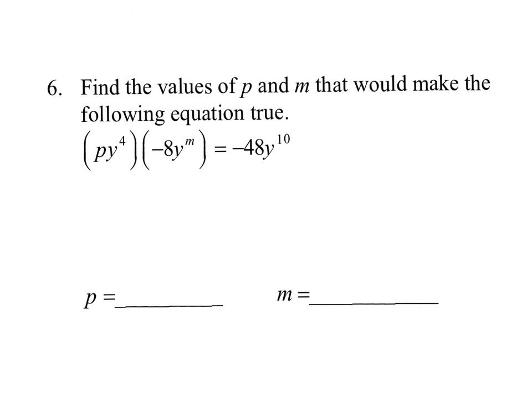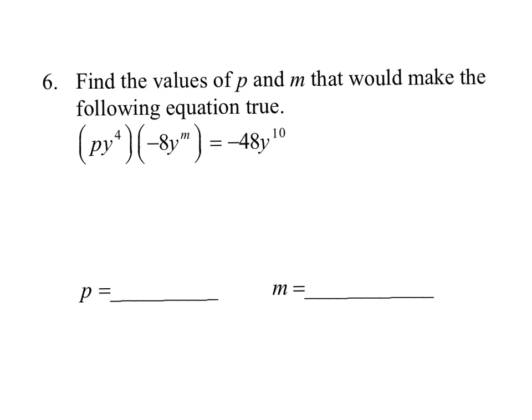All right, so number 6, similar kind of problem. We're going to try and fill in some holes here. But we can see what's going on. We have a coefficient of p times a coefficient of 8 equal a coefficient of negative 48. I'm not even looking at the y's yet. I'll look at those next. So basically what I'm really asking is what times negative 8 would equal negative 48? Well, that's pretty easy. It's just 6.